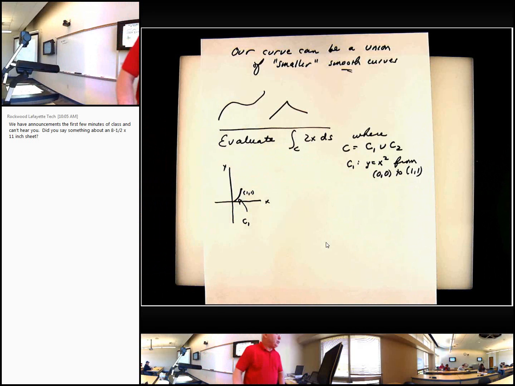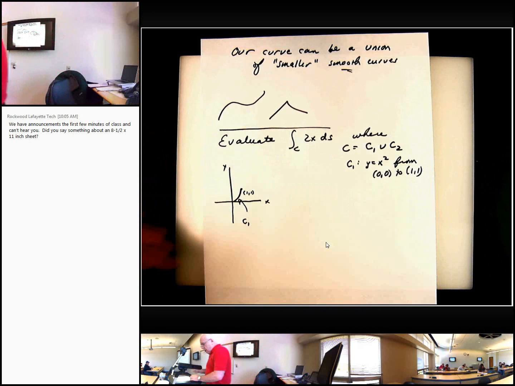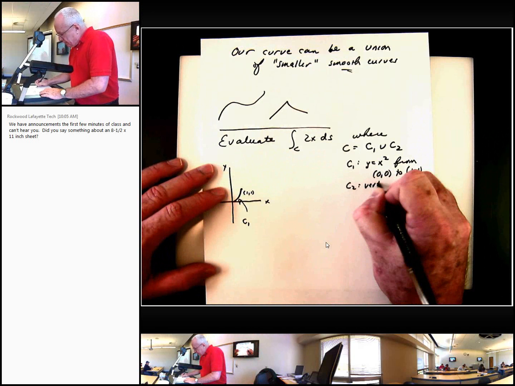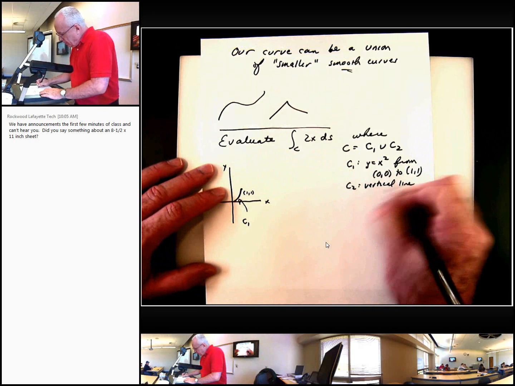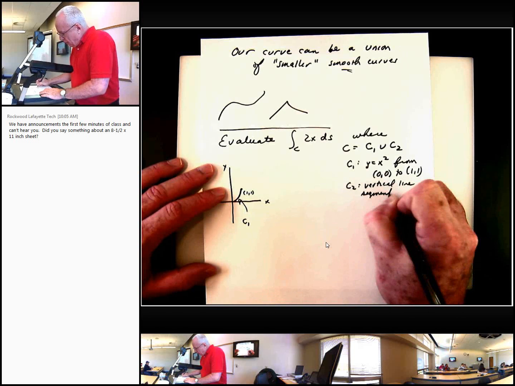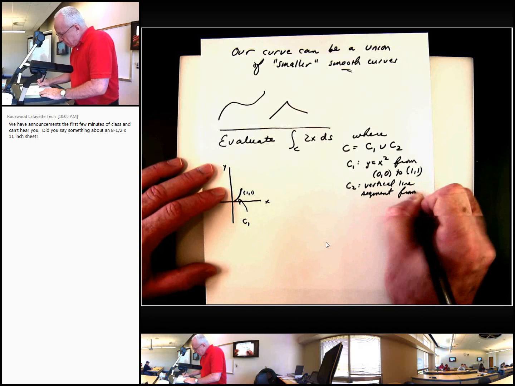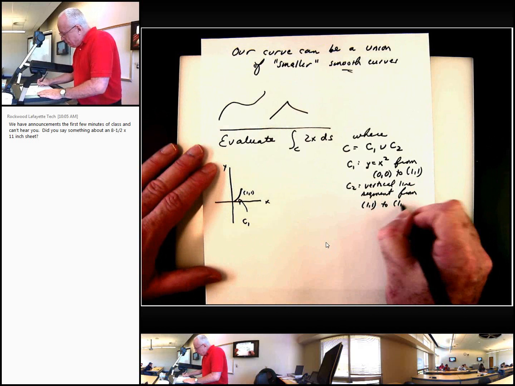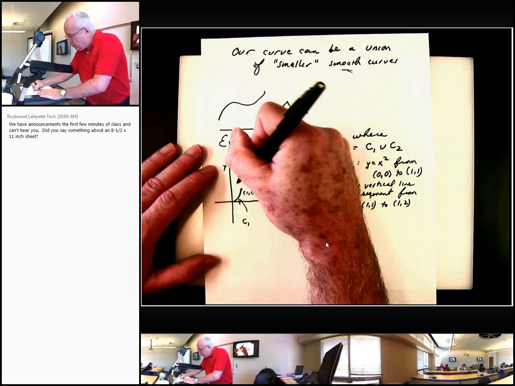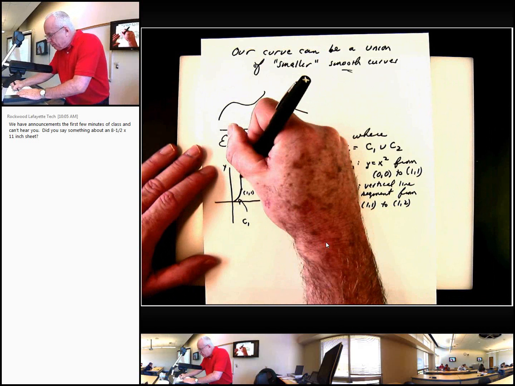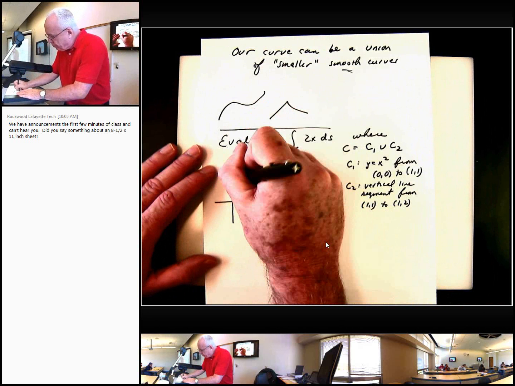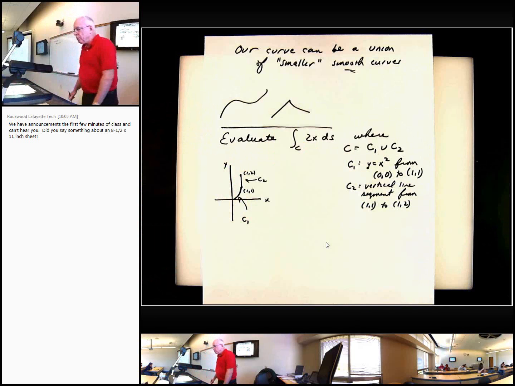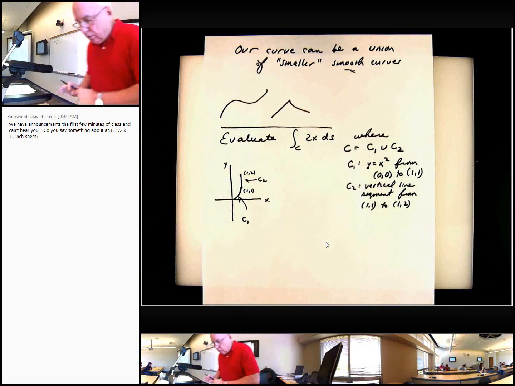And then our C2 picks up right where that lets off, and C2 is a vertical line segment. It starts at (1, 1), and it goes up to (1, 2). So therefore, now we have a vertical line segment. It goes up to (1, 2), and that right there is our C2. Okay, so that's what we're integrating over.